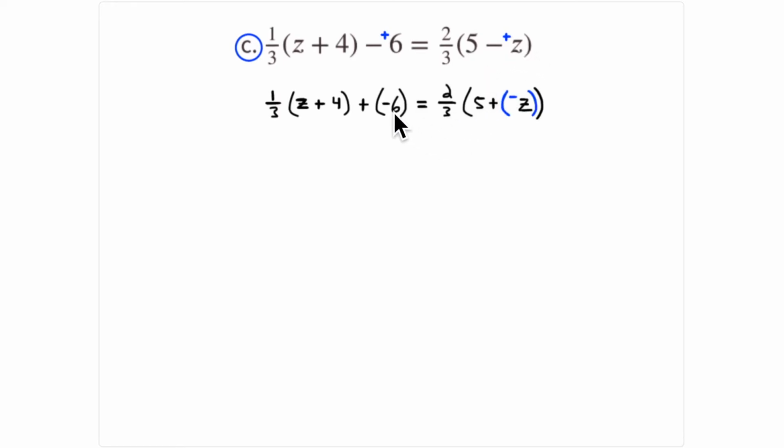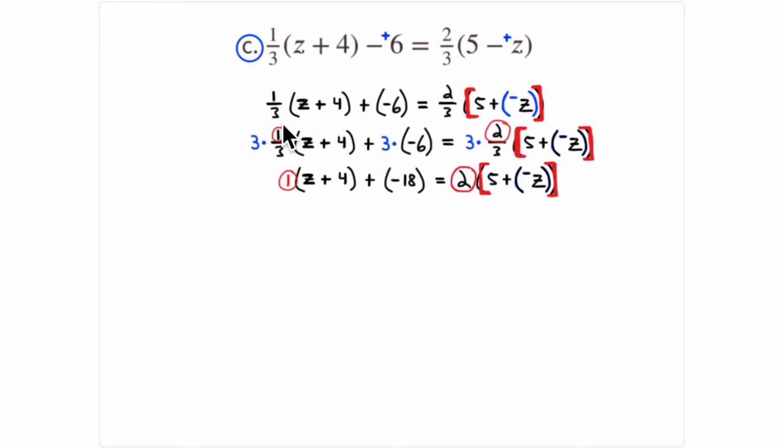So the first thing I'm going to do is change everything to addition by adding the additive inverse. So add a -6 and add a -z. And I'm also going to change these parentheses to brackets just to make it easier to see what I'm doing here. So now I have 1/3 of z.